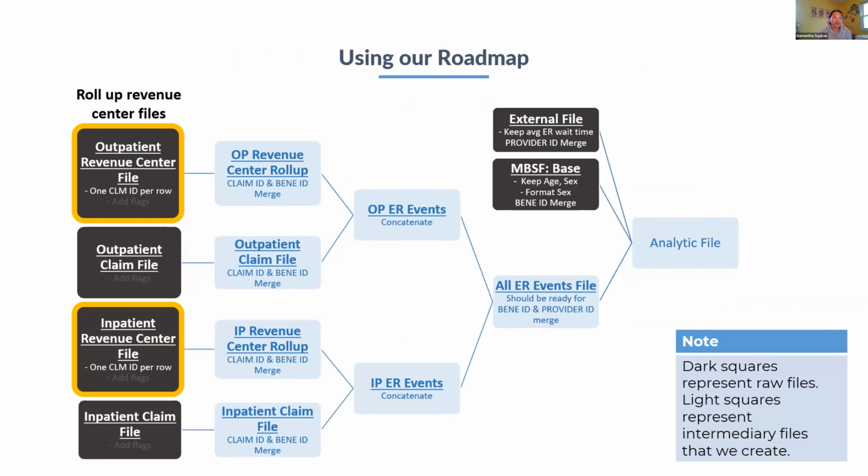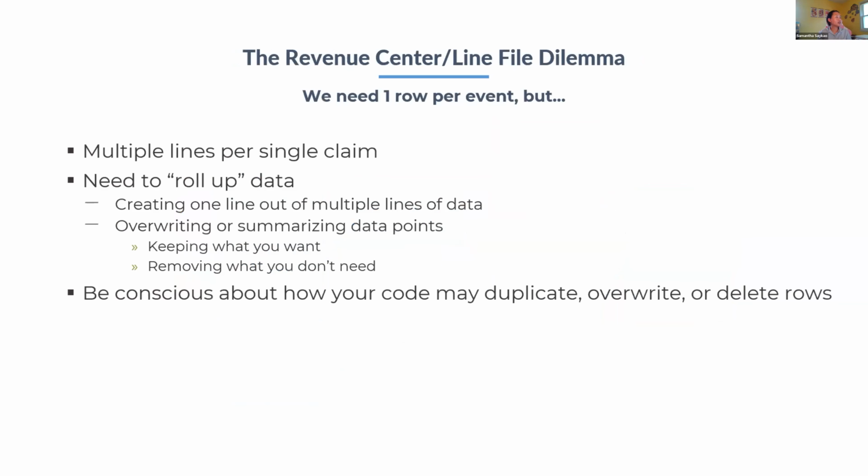So now that we've added flags, we're going to want to roll up our revenue center files. In this scenario, we do have a little bit of a dilemma. We need 1 row per event or per claim. But when you work with the revenue center or line files, you'll notice that there are multiple lines per single claim, and this is where you need to roll it up. What that really means is that you're creating 1 line out of multiple lines. You'll be overriding and summarizing data points, breaking that down even further, just keeping what you want and getting rid of what you don't want.